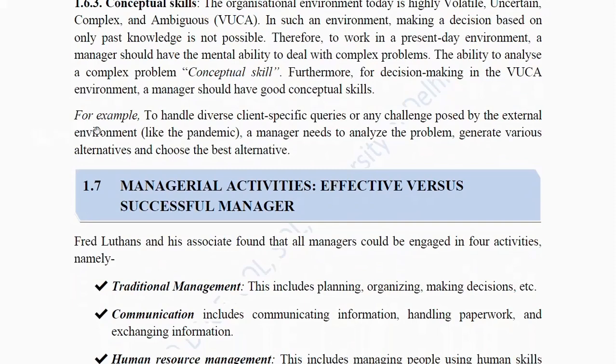For example, to handle diverse client specific queries or any challenge posed by the external environment, like the pandemic, a manager needs to analyze the problem, generate various alternatives, and choose the best alternative.